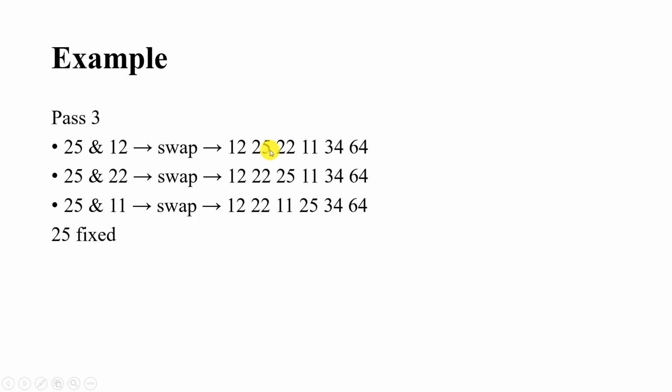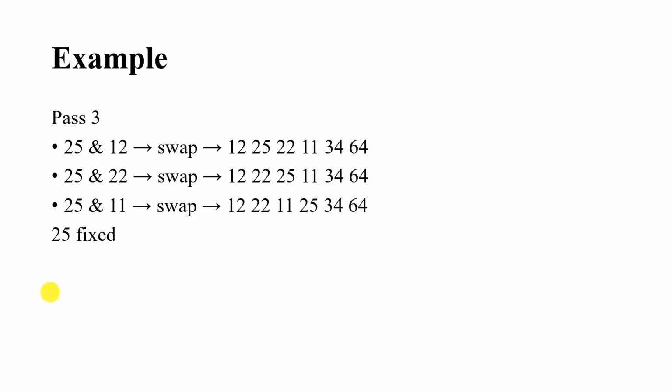And we will go to another pair, 25 and 22. Since they are not in the correct order, we just swap them: 12, 22, 25, 11, 34, 64. Then we will take another pair, 25 and 11. Since these are also not in required order, we will swap them. So 12, 22, 11, 25, 34, 64. Now we should not take 25 and 34 because 34 already bubbled up in the previous pass. So 25 is fixed now.